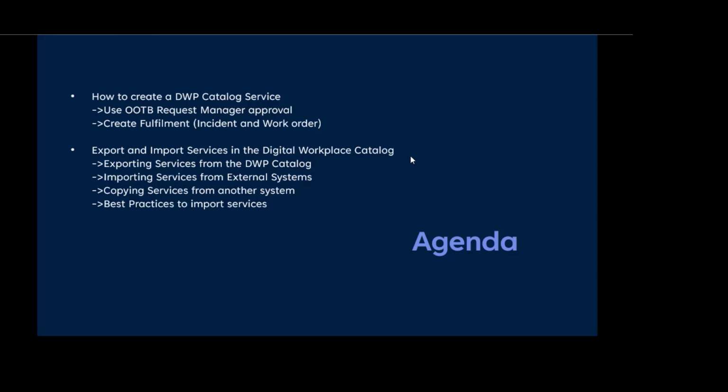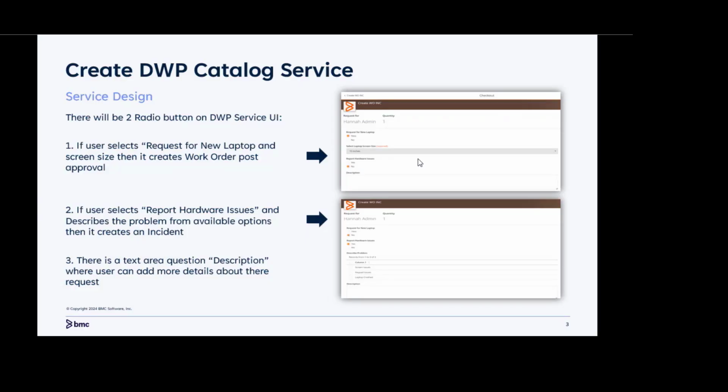Okay, so I'll just move to the next slide. For this use case of creating the DWP catalog service, I know many of you in the session have not created a service or may not have worked on this. So this is a good session for you, where you can understand the quick flow.